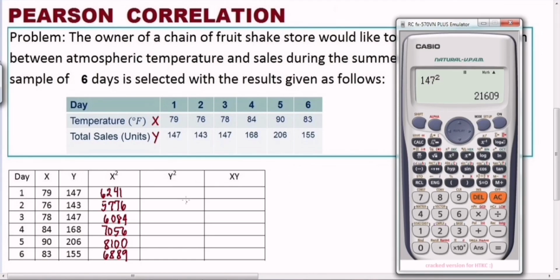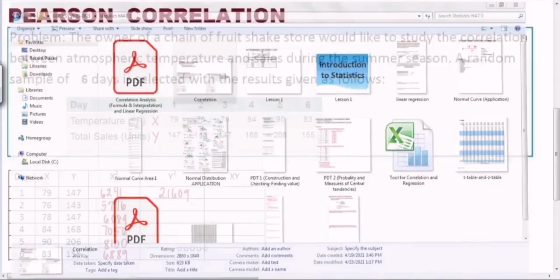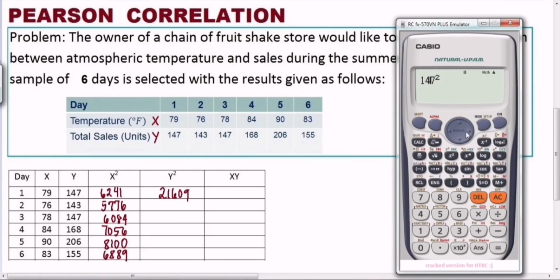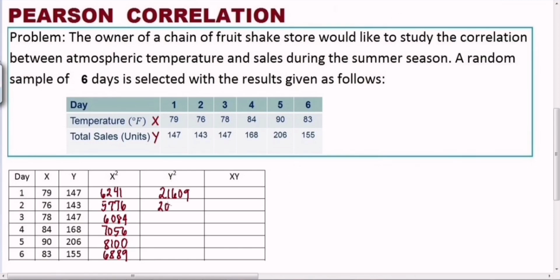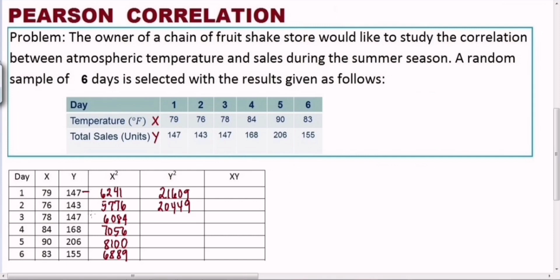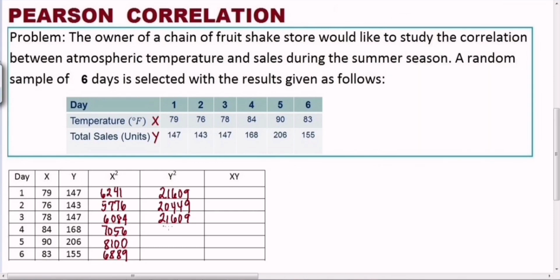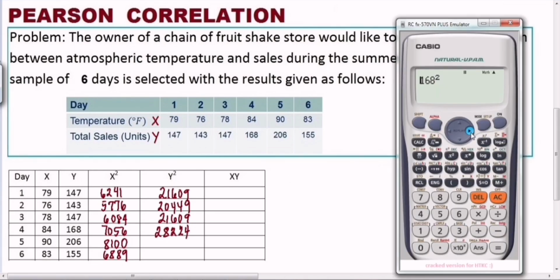So 147 squared. So 21,609. And then, I'm sorry. And then we have 143. So, edit ko na lang to guys. Ayan. 20,449. And then 147, which is equal dito. Parehas naman sila. So, kukopyahin ko na lang yung nasa taas. And then 168. So, edit lang natin. 168. So, 28,224. Ayan. And then 206.